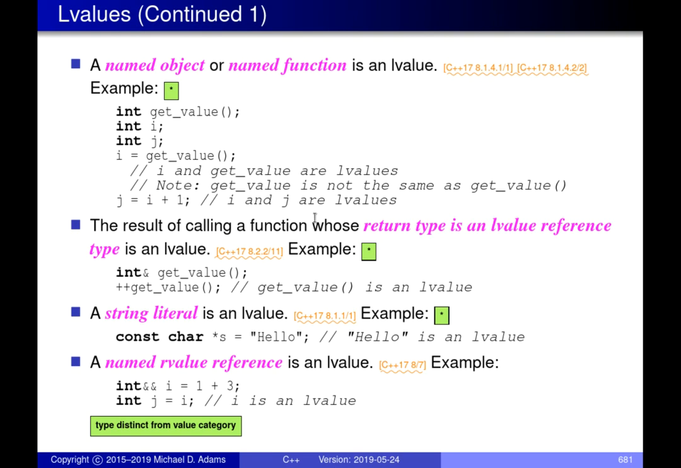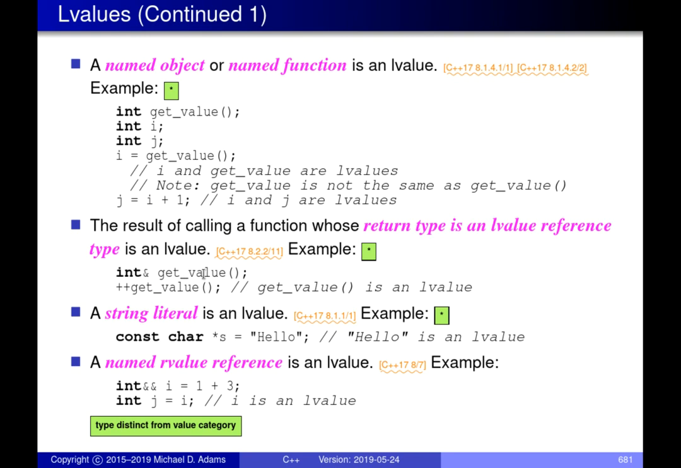The result of calling a function whose return type is an Lvalue reference type is an Lvalue. So in this case, for example, we have a function called get_value. The return type is an Lvalue reference to something. It's an Lvalue reference because there's a single ampersand. If there are two ampersands, that would be an R-value reference. Single ampersand, Lvalue reference; double ampersand, R-value reference.